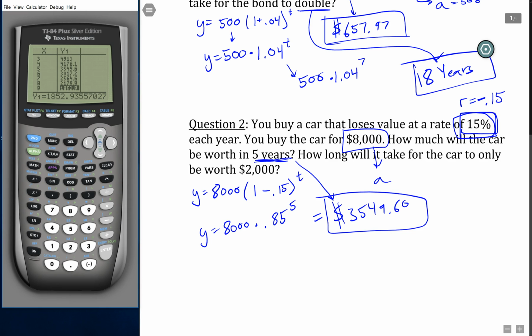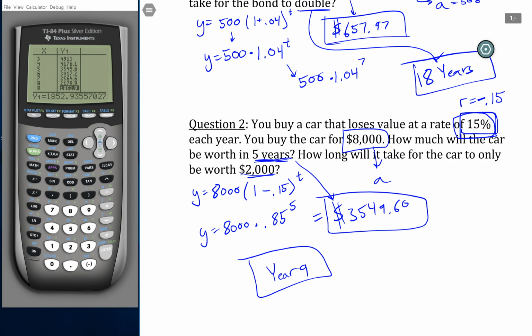This question is a little bit ambiguous. Let's say that after year 9, it will be worth under $2,000. I need to phrase it better on a test. Maybe I'll say, what's the first year when it's under 2,000? But for now, the wording's good enough. In year 9, you will only have a car that's worth under $2,000.